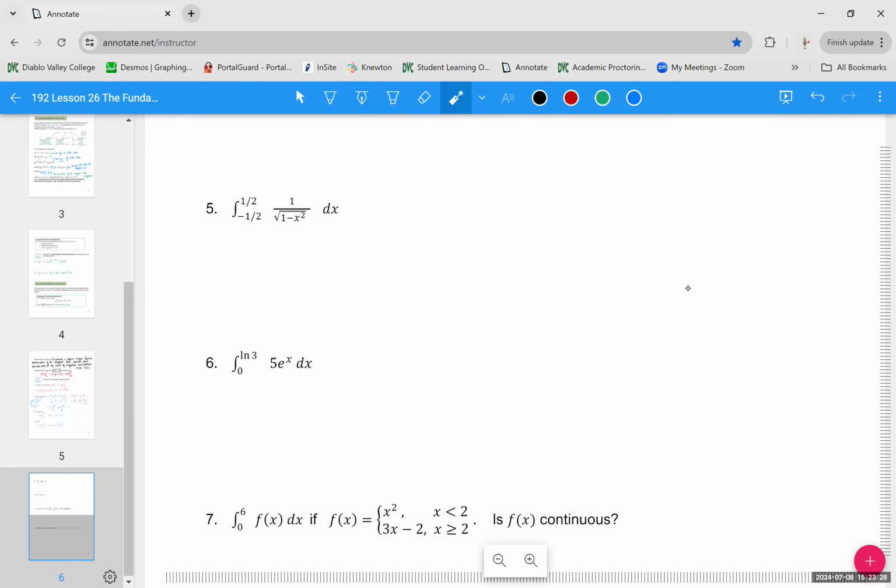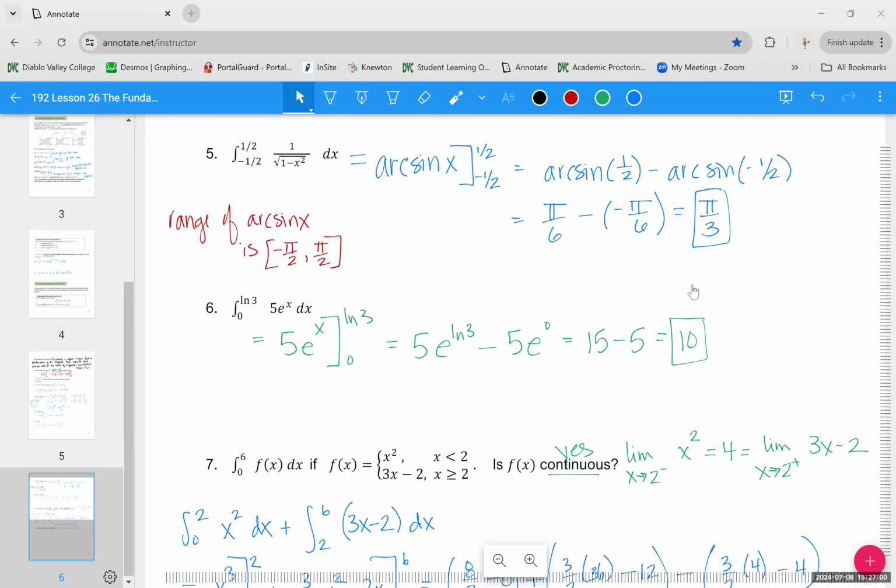All right, a couple more here to try. I'm going to go ahead and do the same thing and just kind of pause the video, give you a chance to try them, and then I'll talk through them. All right, let's take a look. So on number 5, I have just a direct application of the formula for the derivative of arcsine. Since I'm taking the integral of that derivative, then I will be looking at the antiderivative being arcsine of x. And then I'm going to plug in my 2 limits of integration.